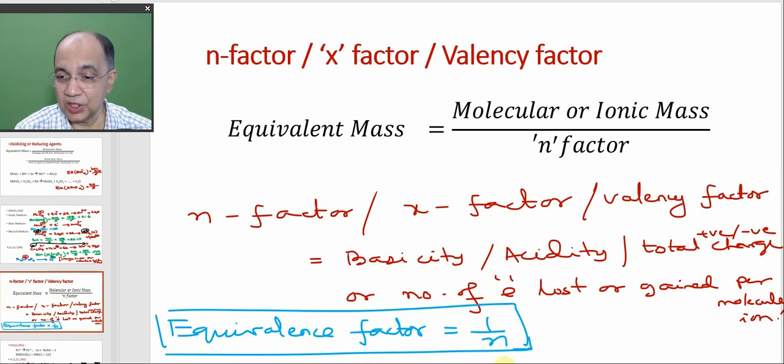So, in earlier times, there was another factor called equivalence factor. That was 1 by N factor. So, when you multiply 1 by N factor with the molecular mass or ionic mass, you get equivalent mass. That particular term, equivalence factor, is no more in use. Rather, we always say N factor, which will be divided. That is the factor by which molecular mass or ionic mass will be divided.